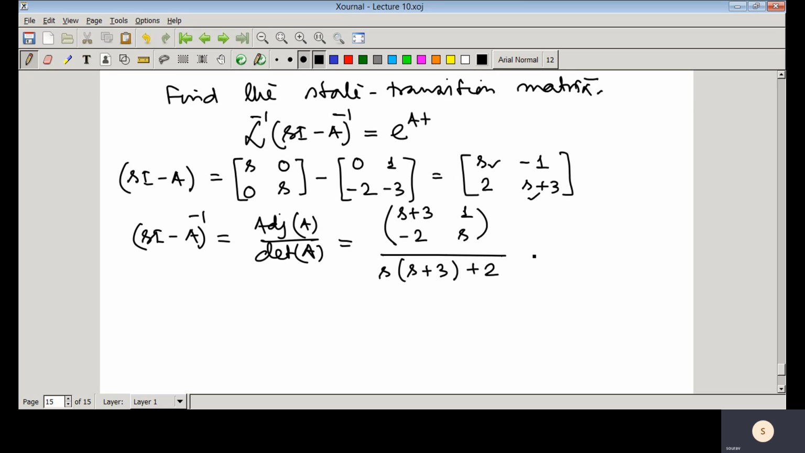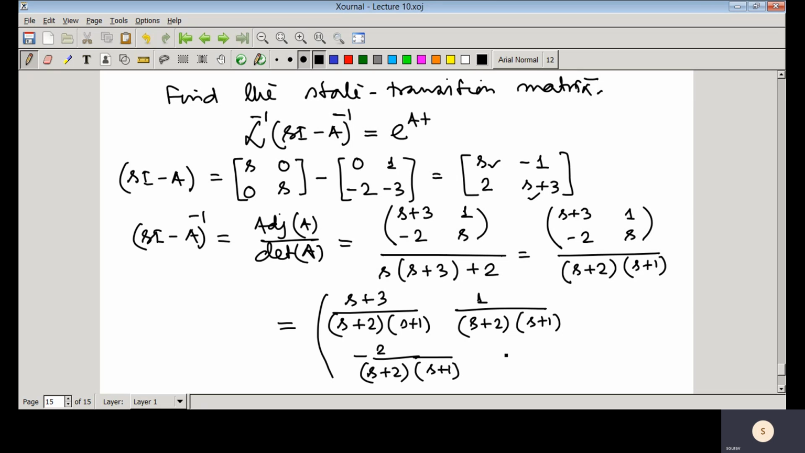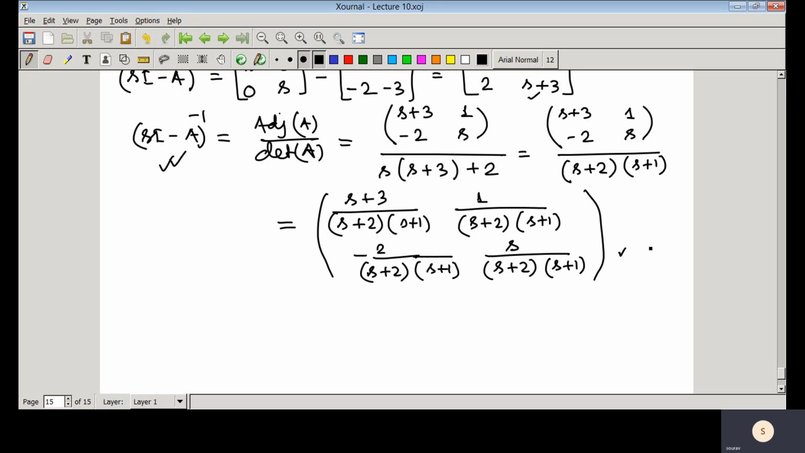Here, if you write it in factor form, you have two factors, that is (s plus 2) into (s plus 1). Now you can write it, just applying matrix algebra, so all elements will be divided by this term, and you have s divided by (s plus 2). From this example it is clear that (sI minus A) inverse actually looks like this. This is a rational polynomial matrix.